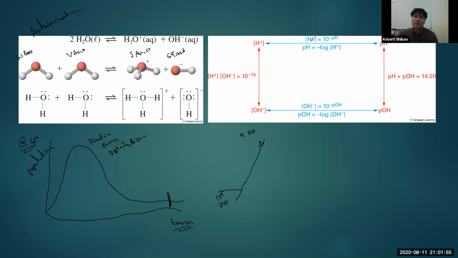And so we end up with a dynamic equilibrium where there's going to be a stable concentration of this up here, and it's going to be very small. In fact, when we're looking at water, we're only going to get about 10 to the minus 7 moles of this per liter. And the same thing here. This is going to be 10 to the minus 7 moles of this per liter.